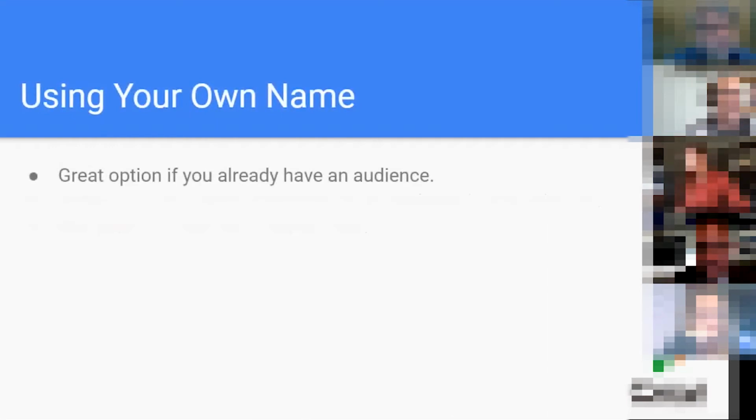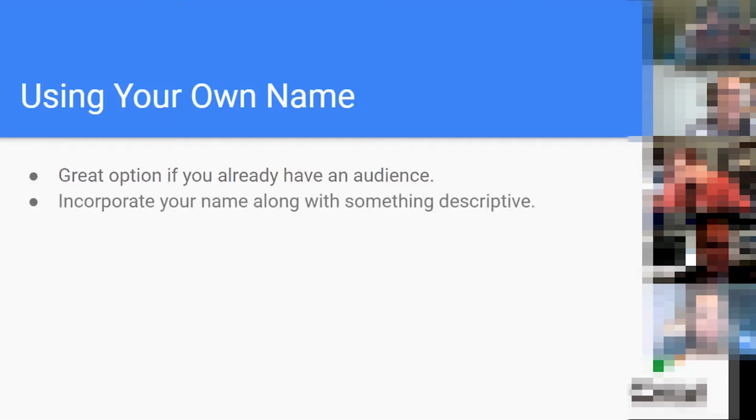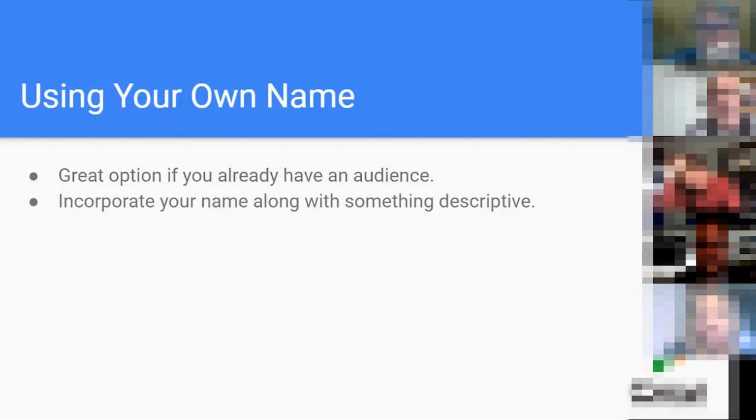I think if Oprah had a podcast and it was the Oprah podcast, people would watch because she already has that audience. And so if you already have an audience, naming it after yourself is a good option. But blending all three, incorporating your name along with something descriptive, like rock climbing with Michael Smith, or working out with Tom, or something along those lines, balances all three options.